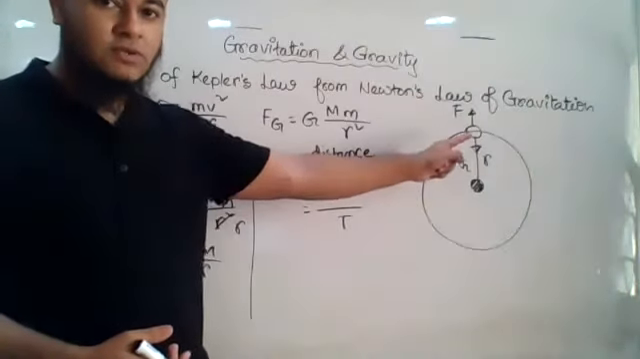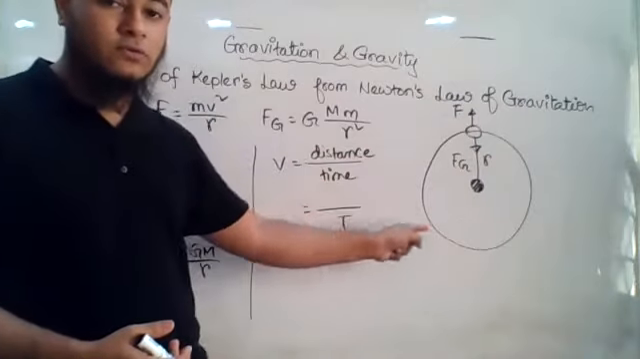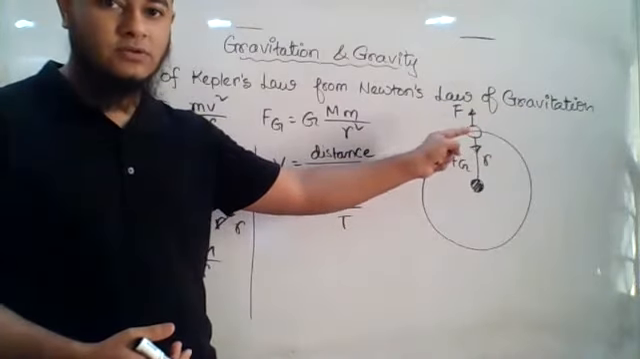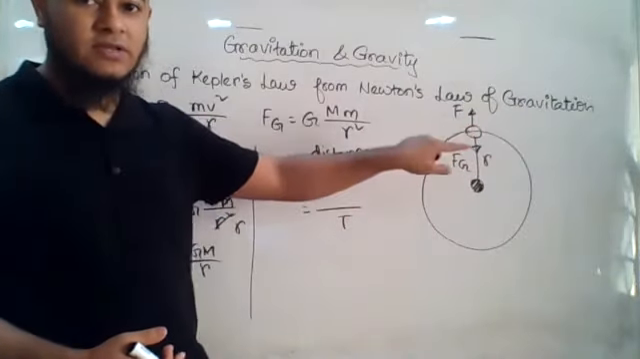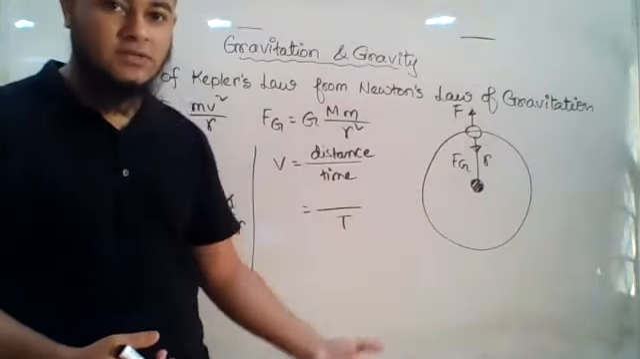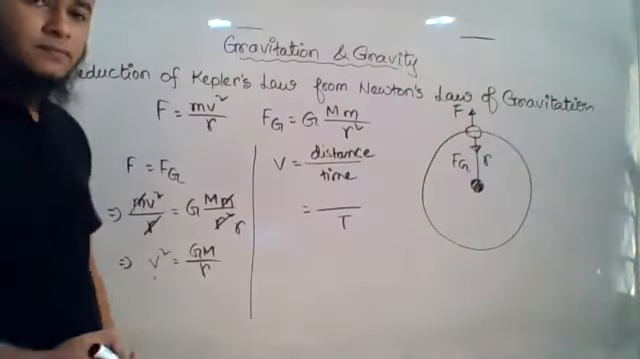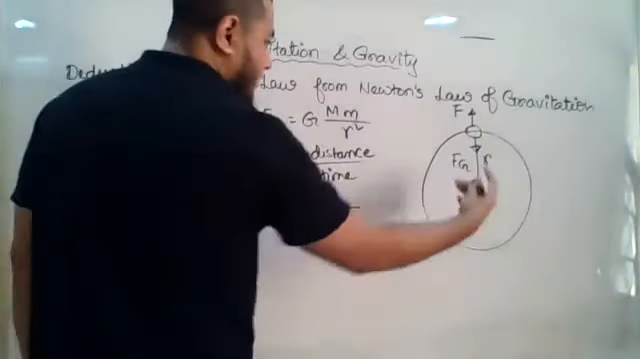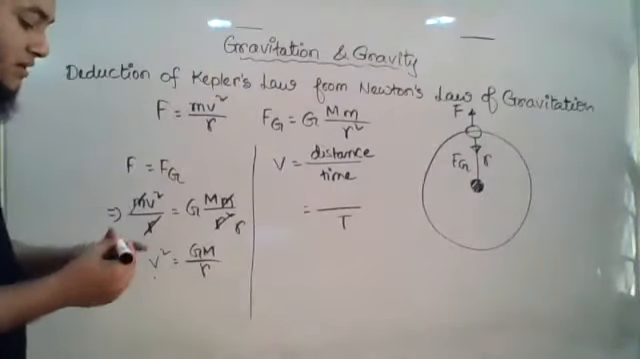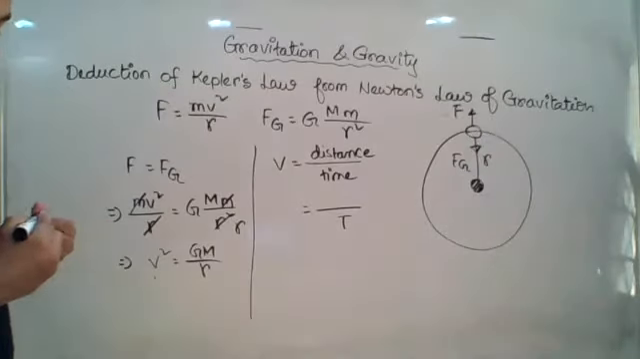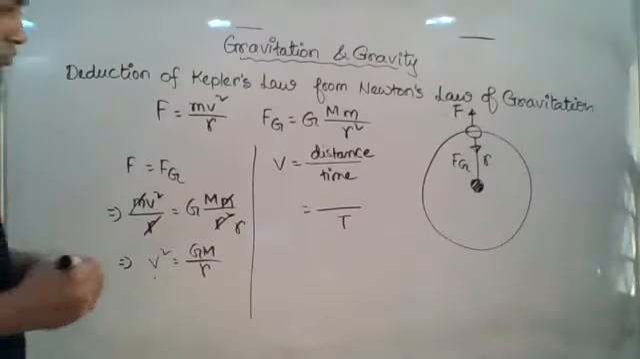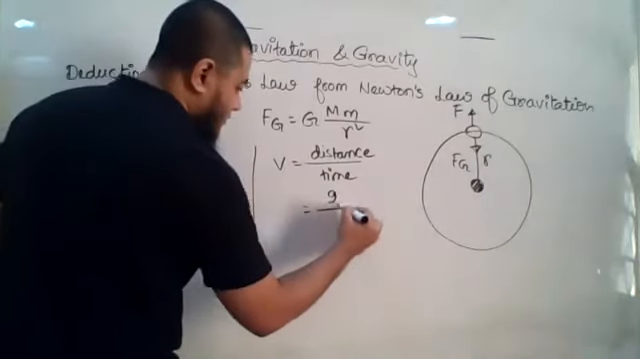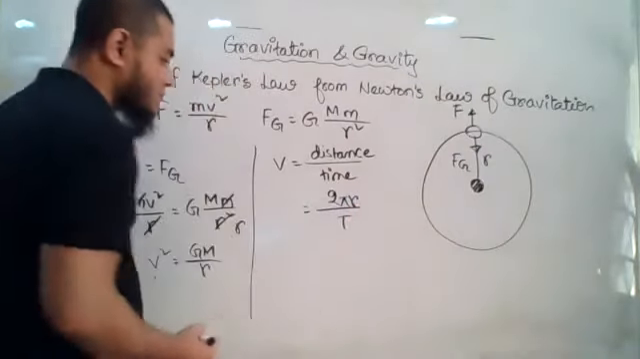If the body starts from here and completes a full rotation and comes back here, the distance that it has covered is equal to the circumference of the circle, right? Yes. Okay. So what will be the circumference of this circle? Can anybody tell me if the radius is r? 2 pi r. The circumference is 2 pi r.